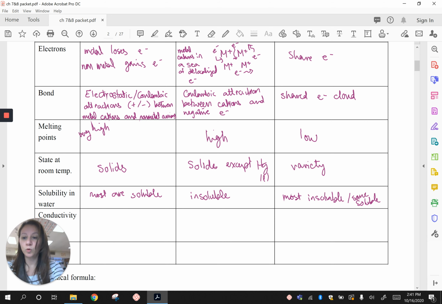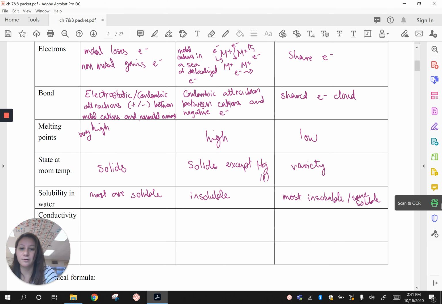Conductivity. Which one do you know conducts out of these three? Well, we know metals conduct, right? So these conduct as is, as solids. All right? How about ionic? Well, if you were to try to take a conductivity meter and stick it into salt, it does not conduct as a solid. But if you were to melt or dissolve an ionic substance in water, it does conduct. So they conduct, but only if they're dissolved or molten.